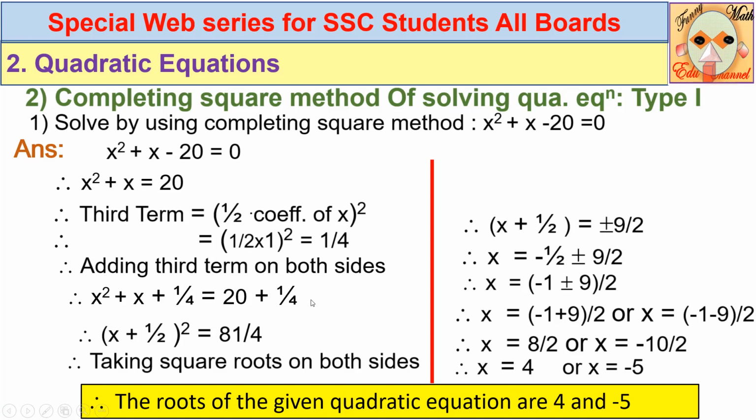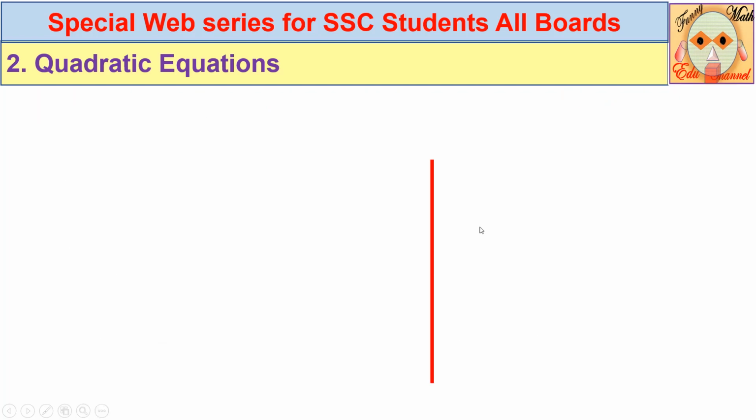So this was the completing square method. In this method, first rule is what? Shift the constant term to the right, find the third term, add that third term to both the sides, and taking the square roots and going on finding the x. So these were the steps. You can follow very easily.